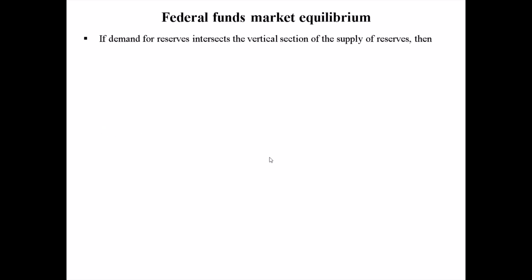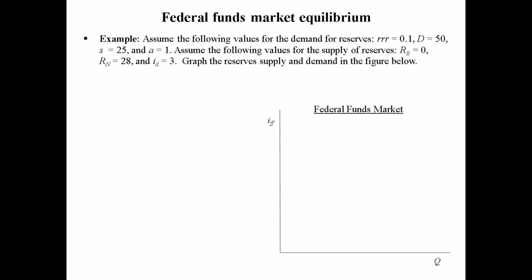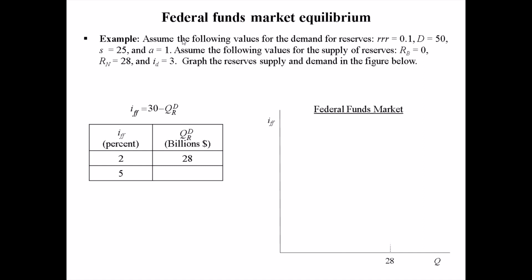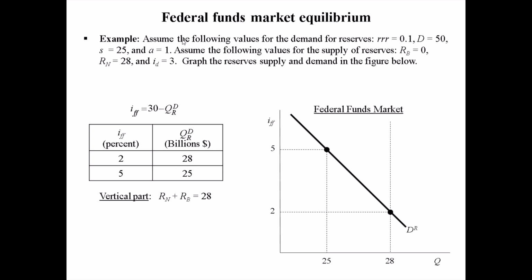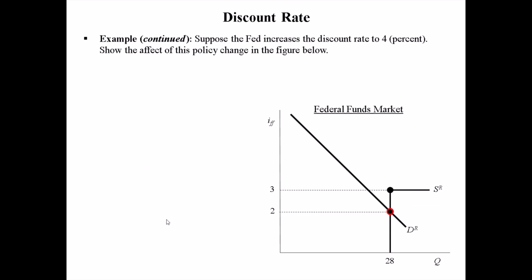Okay, so now let's put them together in the market equilibrium. I'm just going to go to the example here. So we have our demand curve, which we derived from these parameters up here previously, right? We plot the points. Then we have the vertical part of our supply curve, which is at 28 billion. We have the horizontal part of our supply curve, which is at a discount rate of 3. Go up and turn right. The equilibrium is just the intersection of the two. So the equilibrium quantity is 28. If I plug 28 into the demand curve, I get 2. So the equilibrium quantity is 28, and the equilibrium interest rate is 2 percentage points.